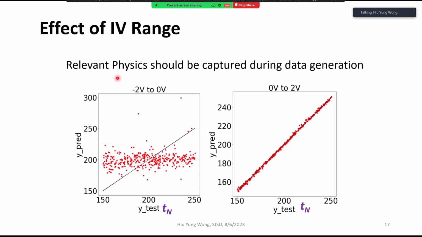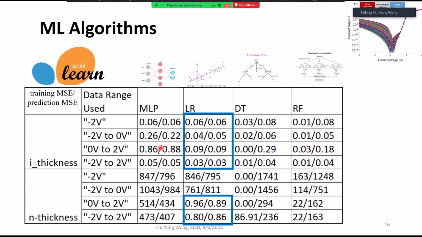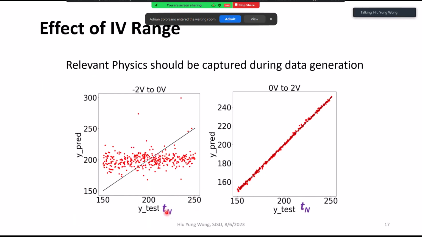For a human being, if you teach a student, you need to give the relevant material if you want the student to learn something, okay? So another example here, this is just the amplification of this part. As you see, if I want to predict the n plus layer thickness, I cannot give it the negative bias, because if I just give negative bias, there's no correlation, so it doesn't learn anything. But if you give the positive bias, it predicts very well.